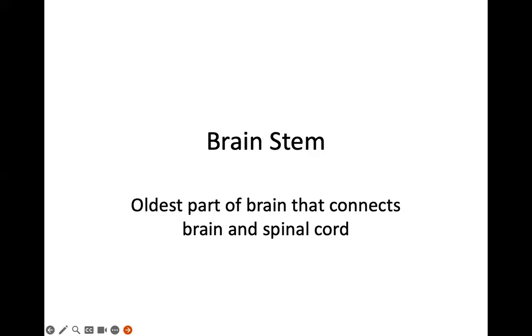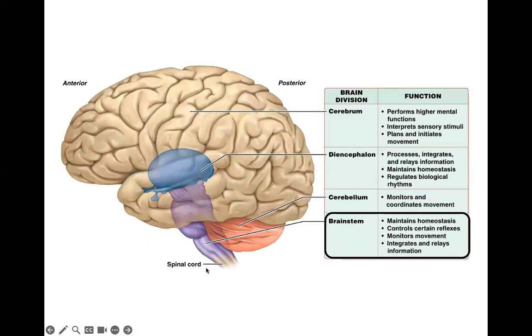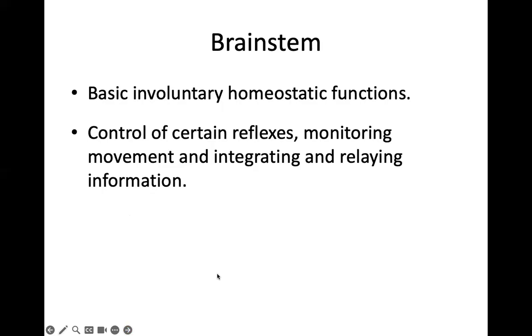The fourth one is the brainstem, the oldest part of our brain that connects the brain and spinal cord. You see this brainstem here in lavender color. On top, the upper part is connected to the diencephalon. In the lower part, it is connected to the spinal cord. The brainstem's basic functions are homeostatic mechanisms, controlling certain reflexes, monitoring movement, integrating and relaying information.